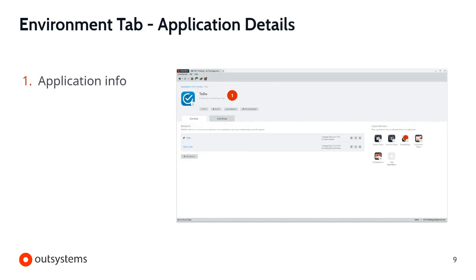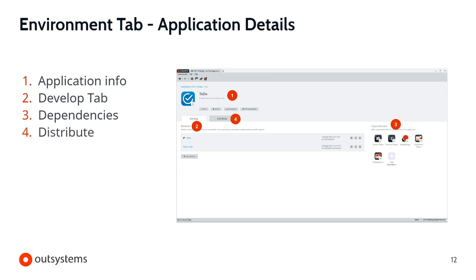When you open one application, you actually get its details. Inside the Develop tab, you'll see the list of the modules that are part of this app. Besides the modules, you can also see the other dependent applications. You can also see a Distribute tab for mobile apps. This tab allows you to configure and generate the native mobile app and enable progressive web apps.